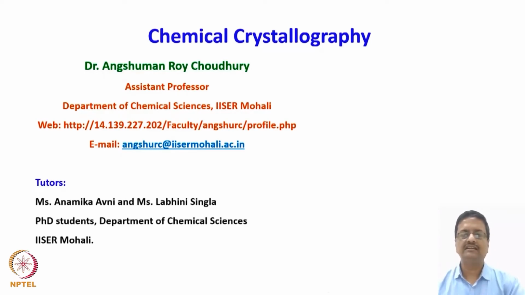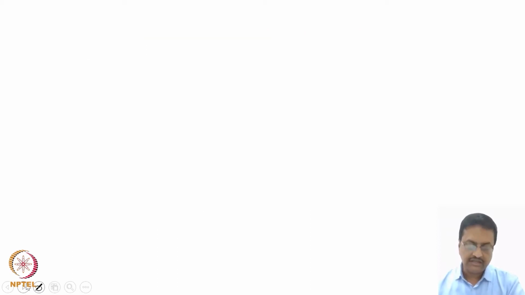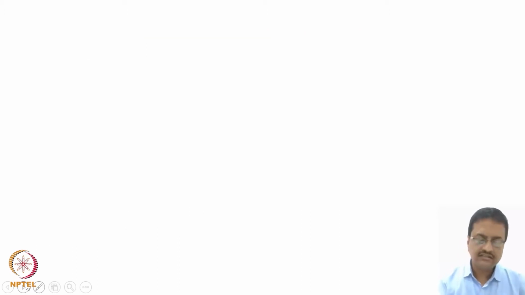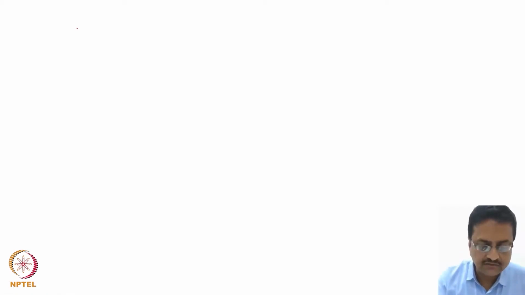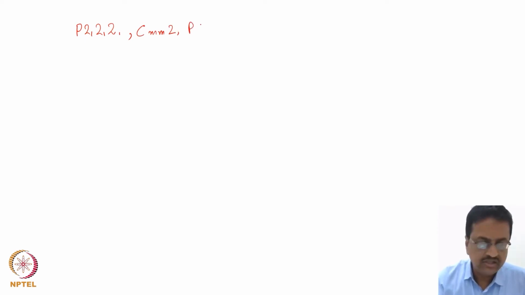Welcome back to the course entitled Chemical Crystallography. In the previous class, we were discussing how to draw the stereographic projections of various crystallographic space groups. In that, we discussed the projections of the space groups P212121, CMM2, P4 and I4 space groups.